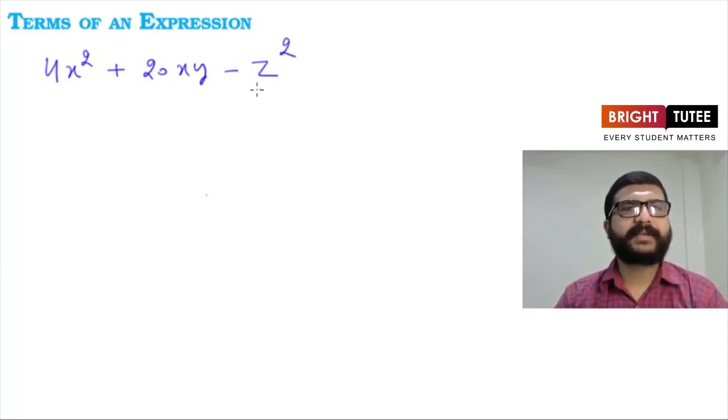So here this is an expression. Now let's see this 4x square. This has been formed separately. 4x square has been formed separately, 20xy has been formed separately, and then minus z square has been formed separately, and then we put them together to form an algebraic expression.